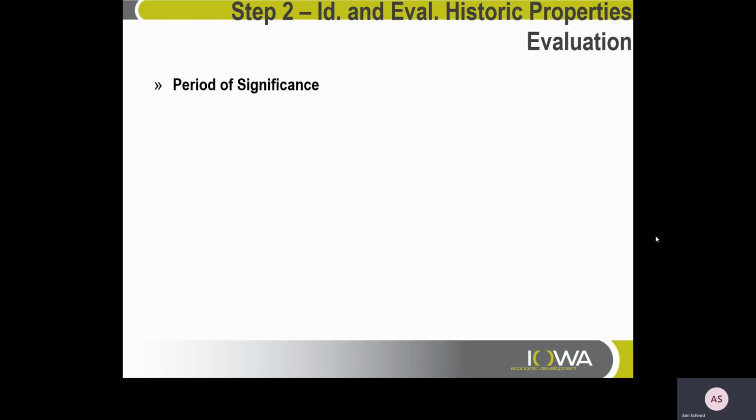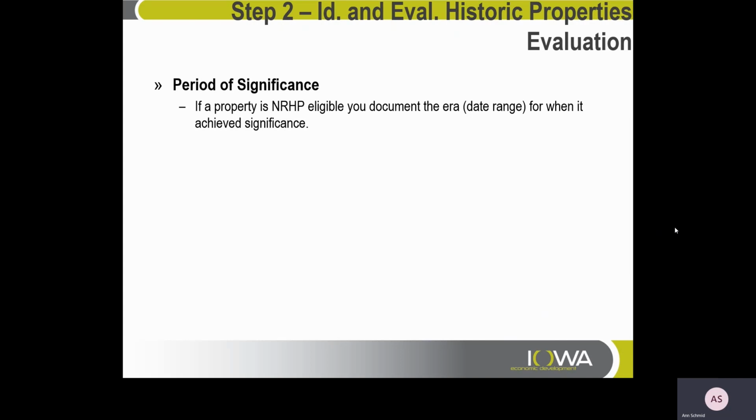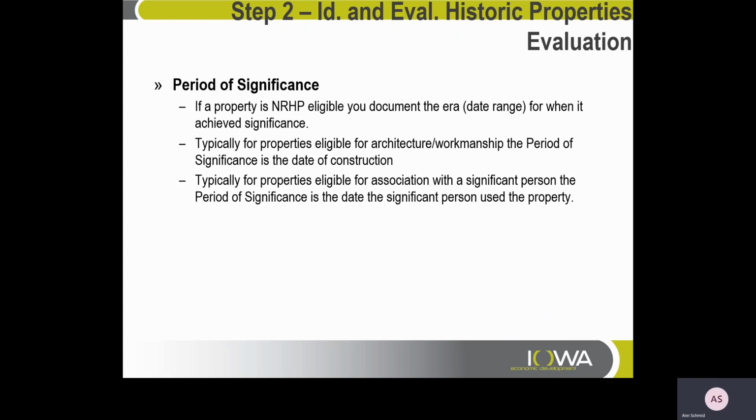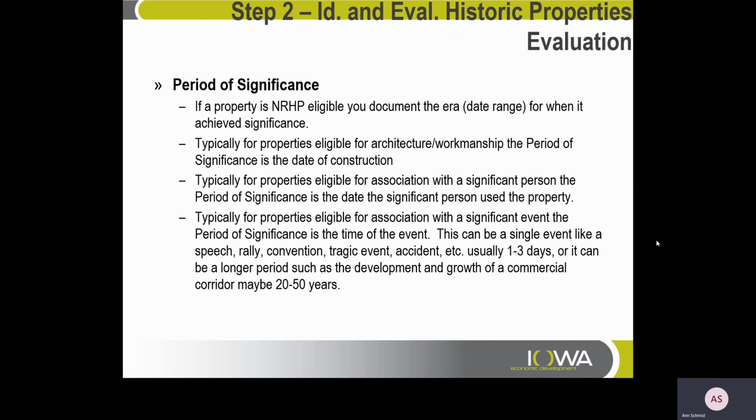The National Park Service requires that we document the period of significance, the time in which for an eligible property we've determined that it is significant. If a property is eligible, you document the date range for when it has achieved significance. Typically, for properties eligible for architecture or workmanship, the period of significance is the date of construction. For properties associated with a significant person, the period of significance is likely the date that that significant person used or lived in the property.